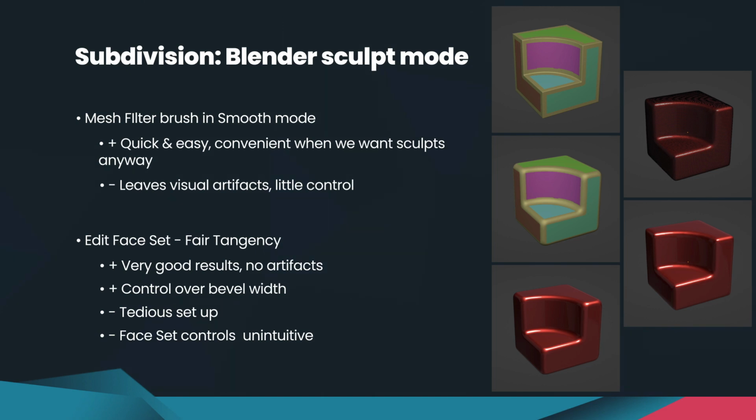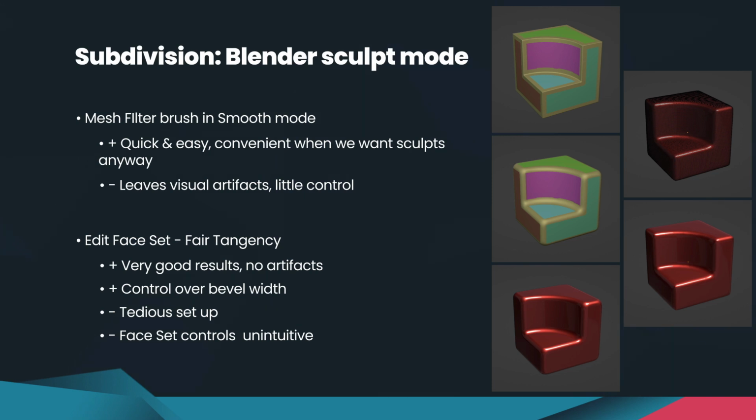The second and much more complicated method is the Edit Face Set brush in Fair Tangency mode. When we assign face groups to our hard edges and grow them to their desired bevel size, Fair Tangency gives them a perfectly round connection to the face groups next to them. This tool allows for better, more finely tuned results, but they come at the price of a more complex configuration step. Its results are very good.